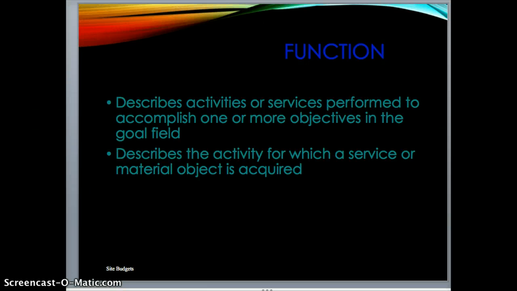Functions. Functions describe the activity or the service. For example, the function of instruction would be 1,000. The function of school administration would be 2,700. So this component of the account number tells you what the function of that expenditure was.